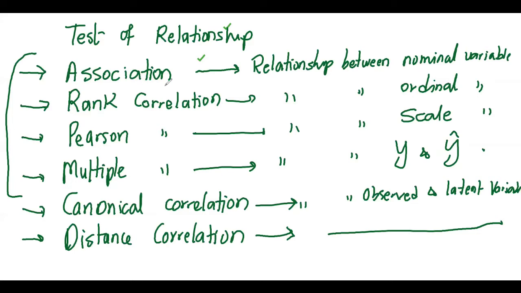Association is actually the lowest level of relationship, between nominal variables. If you are interested in finding out the relationship between different nominal variables, then association can be applied. You know the chi-square test. So this is measured by the chi-square test, and rank correlation is measured by rank correlation. There are two types of rank correlation: one is Kendall's Tau and the second is Spearman correlation, which we will discuss tomorrow. Pearson correlation is the relationship between scale variables.